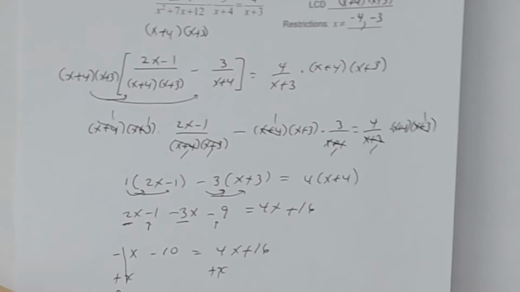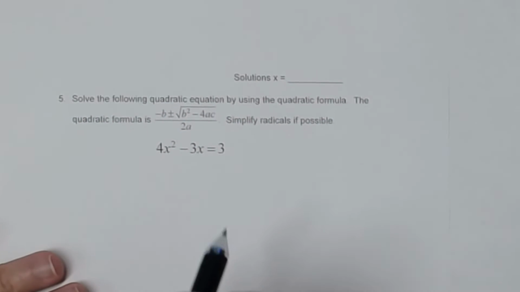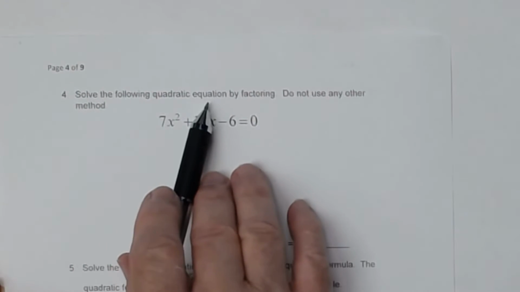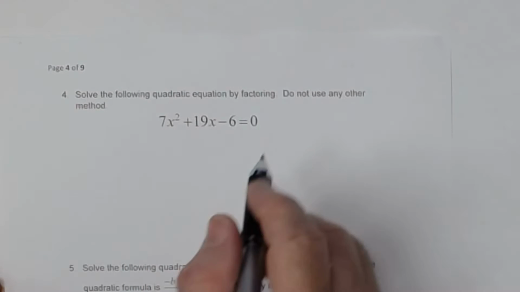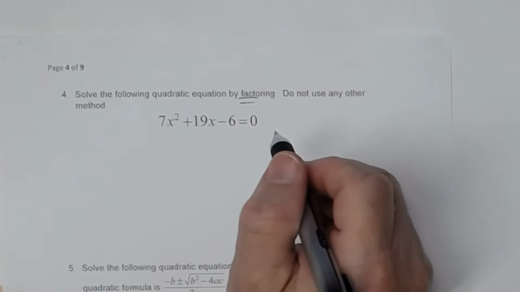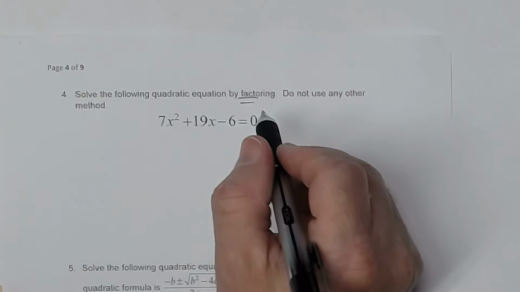All right, so that was number 3. Okay, now let's look at number 4. So number 4, now remember, always read the directions. Number 4, you were asked to solve this quadratic equation by factoring. All right, so make sure you follow the directions. Don't use the quadratic formula when the directions tell you that you must use factoring.